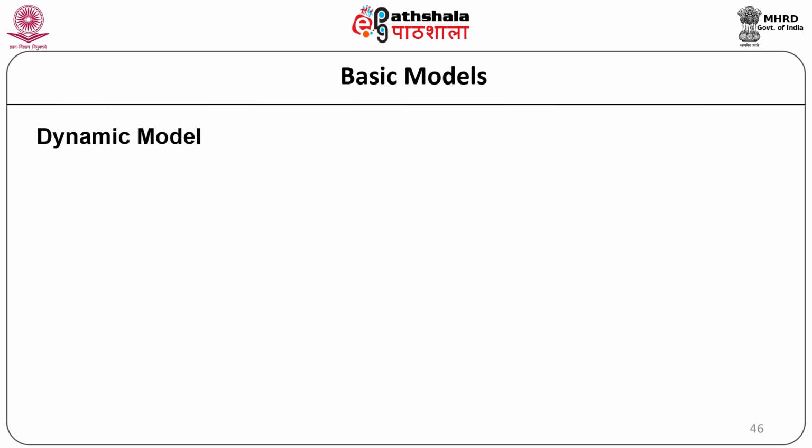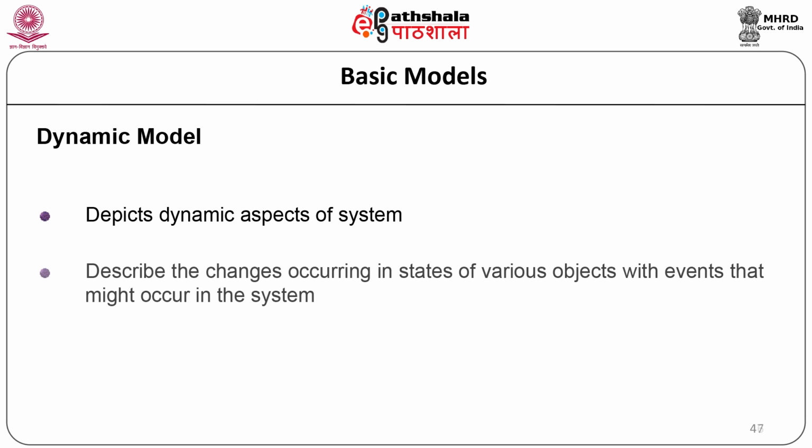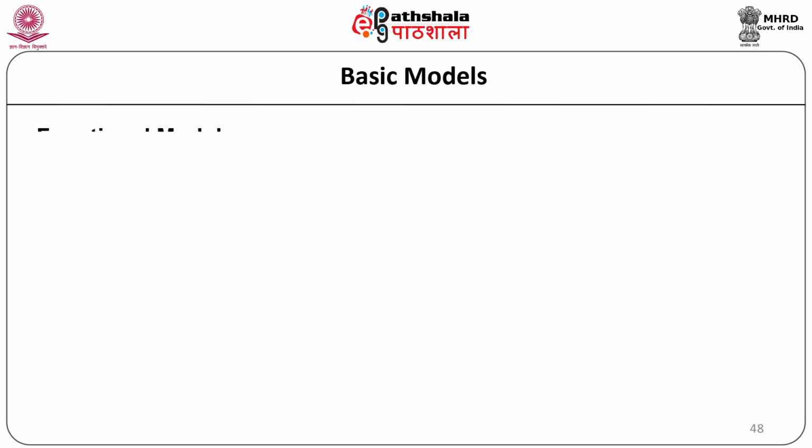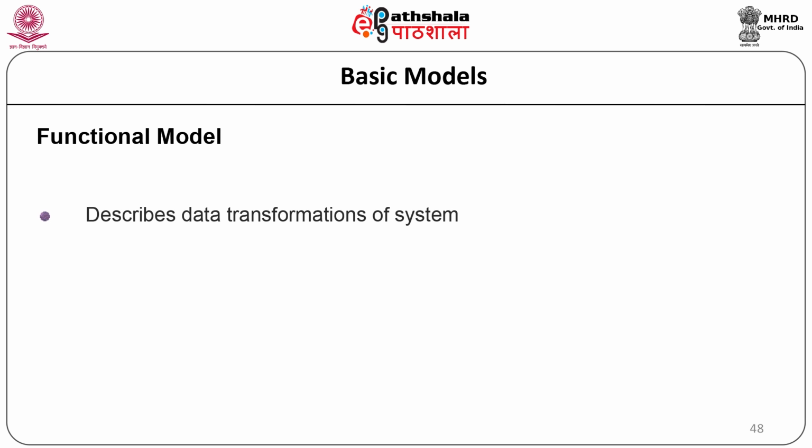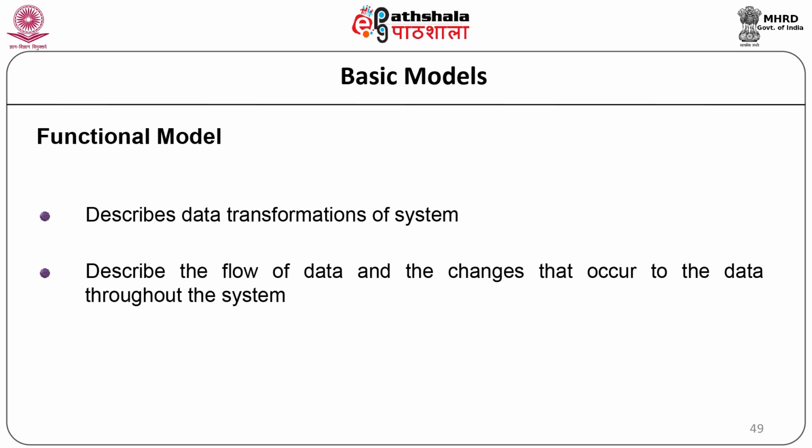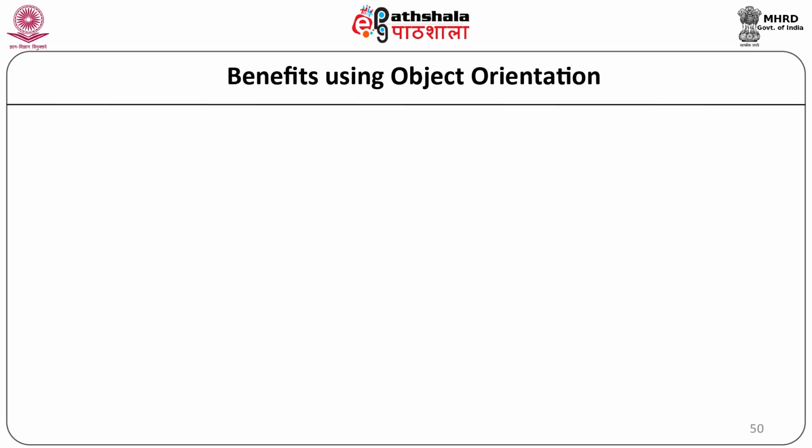Dynamic model. This model depicts the dynamic aspects of the system. It portrays the changes occurring in the states of various objects with the events that might occur in the system. Functional model. This model basically describes the data transformations of the system. This describes the flow of data and the changes that occur to the data throughout the system. The object model is most important of all as it describes the basic element of the system. The objects of all the three models together describe the complete functional system.